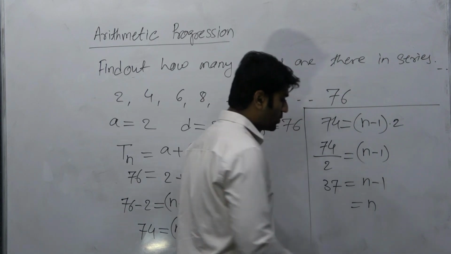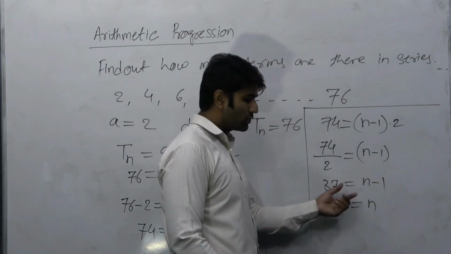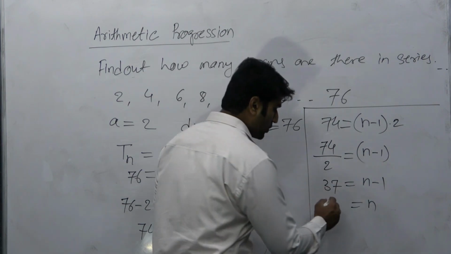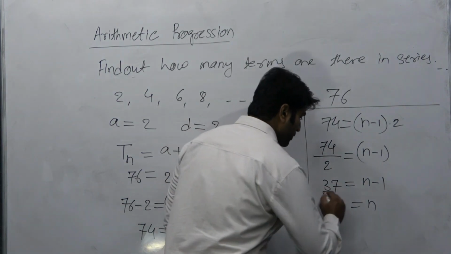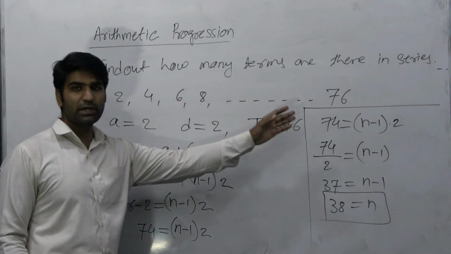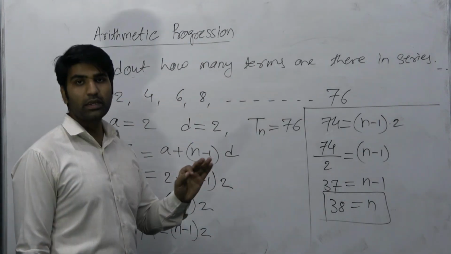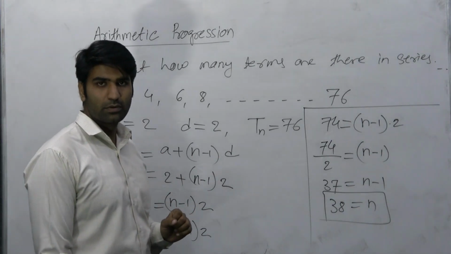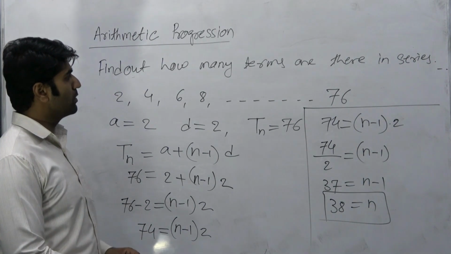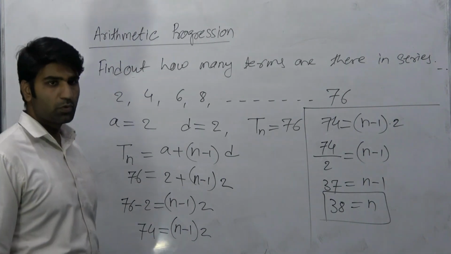Therefore N is equal to, this minus 1 becomes plus when it comes to this side. So 37 plus 1 is equal to 38. So N is equal to 38, which means between 2 to 76 there are 38 terms. Okay, so these are some problems regarding arithmetic progression.